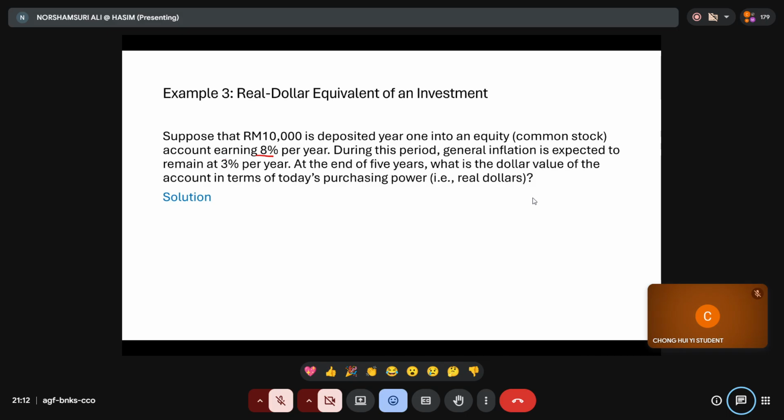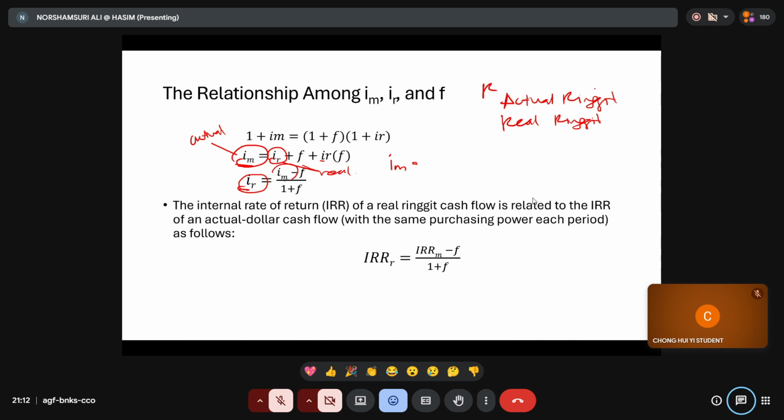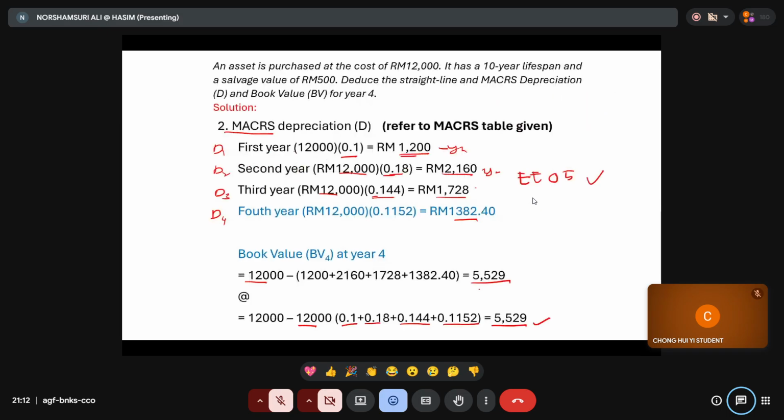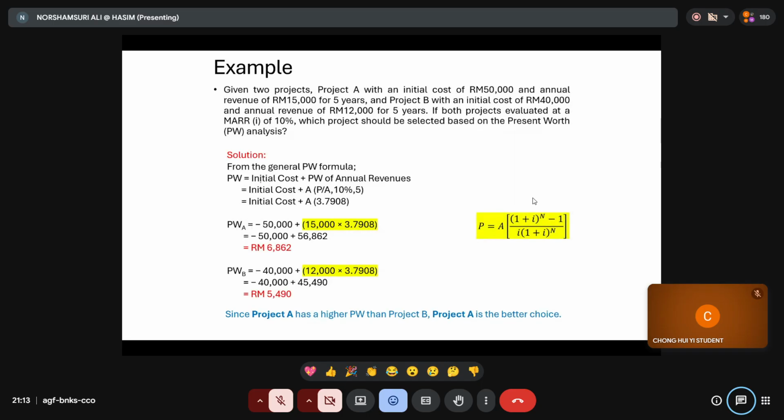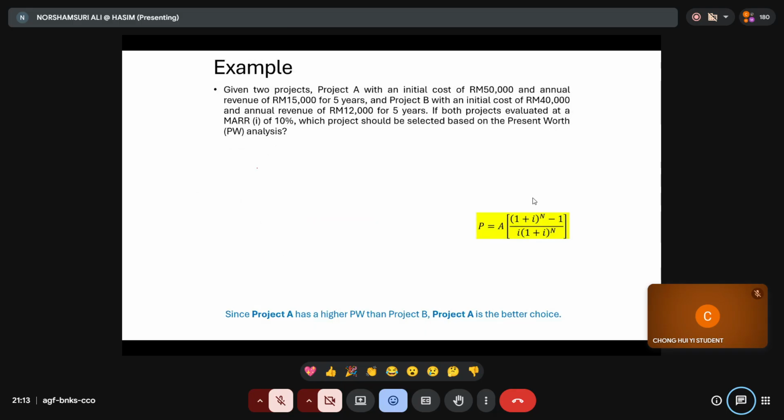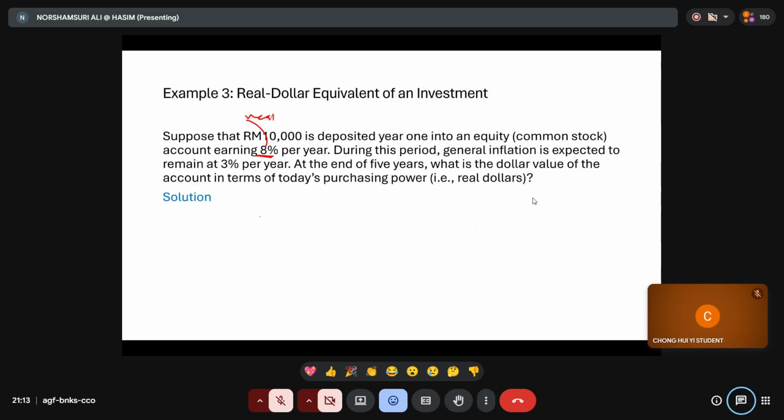Actually, this is the actual market value. I mean the IM, the actual market value. For example, if you have, maybe let me put this one like this. Maybe this is the real market value. Oh sorry, this is the real market value.